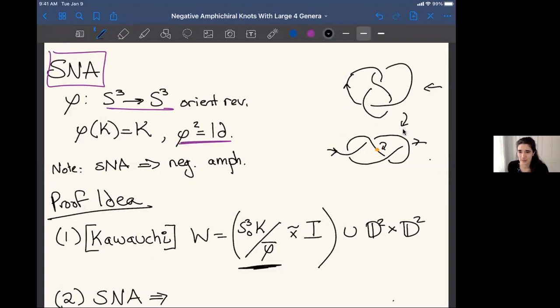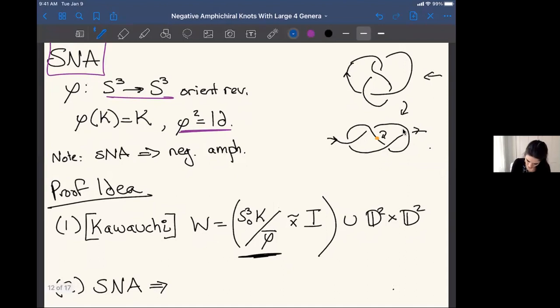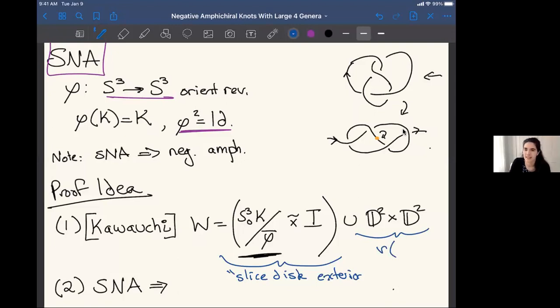If you haven't seen this before, it's not at all immediate. One comment, though, to the experts is that this is really the slice disk exterior, and you should really think about this as gluing on a neighborhood of the slice disk. So it all works out when you build this four manifold. The boundary is S3. You have attached this D2 cross D2 in such a way that it very clearly contains a core D2 that's a slice disk, and then you compute homology. And that's due to Kawauchi.